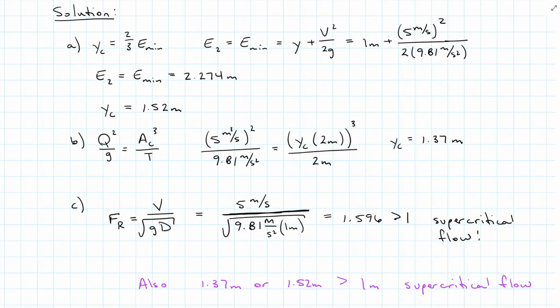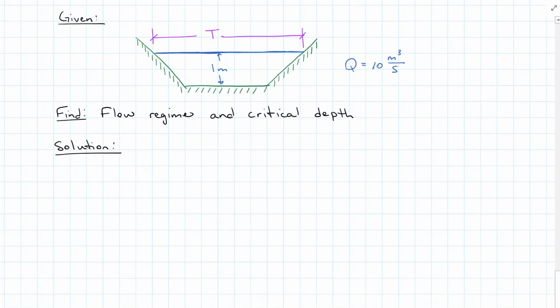so it's supercritical. What if we want to find the flow regime and the critical depth of a cross-section that is not rectangular? So I have a trapezoid here with a 1/1 side slope on both sides. It's symmetric and a depth of 1 meter, and it's flowing at a rate of 10 meters cubed per second. Okay, so find the flow regime. We need to know if it's supercritical, critical, or subcritical, and we're going to use the Froude number.